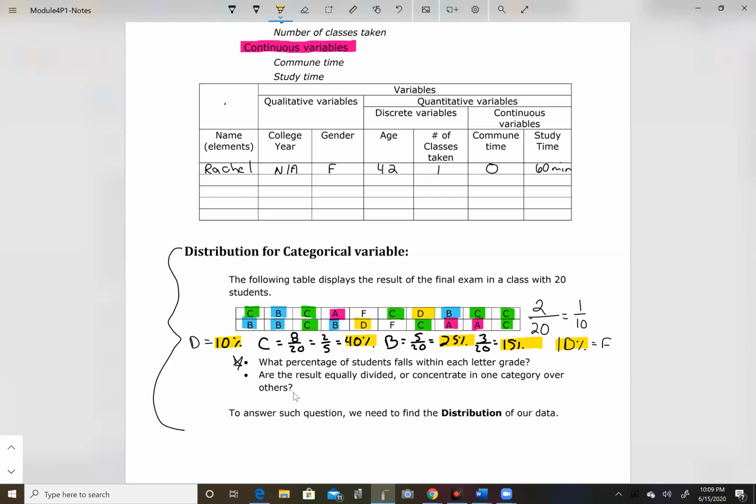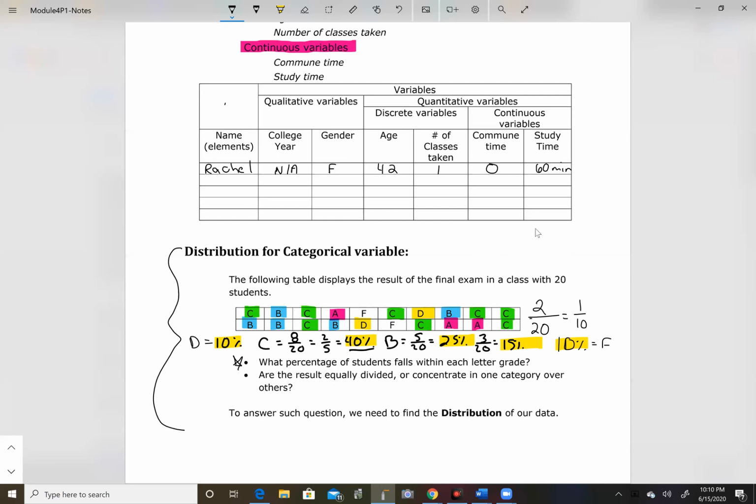So this next bullet point says, and we're just talking about what the distribution of the data looks like, and later on in the course we will start looking at this as graphs. Are the results equally divided or concentrated in one category over the other? Well, it looks like the majority are going to be C's, right? It's not equally divided. If it was equally divided, there would be 4 people who got each score, but the majority of people got C's, and then the second would be B's.